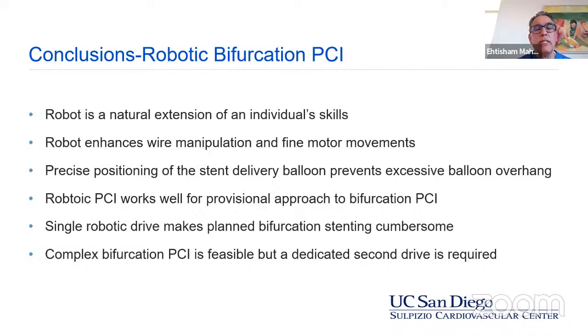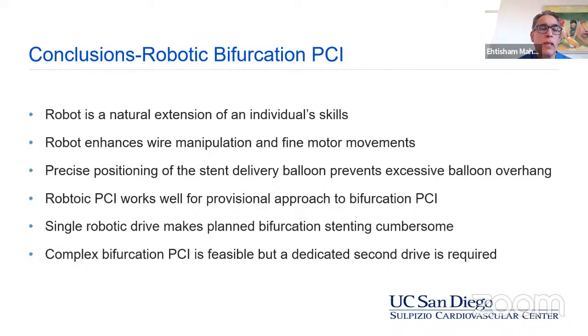Where I think robotic PCI works well is the provisional approach. So it's a superb tool for provisional PCI for the bifurcation lesion. But when you want to do a planned two-stent approach, the problem is that the robotic platform today only has a single drive. And therefore, if you want to put in two stents in two different lesions, one of those two has to be done manually, or you can go back and forth and move the delivery system as well as the guide wire in and out of the robotic drive, which can become fairly cumbersome.